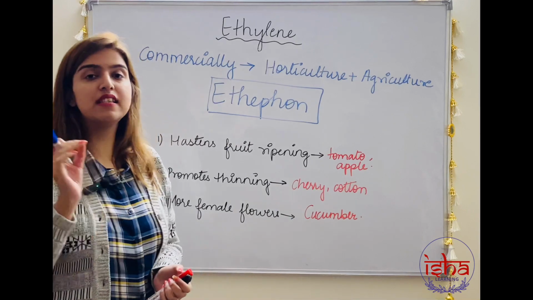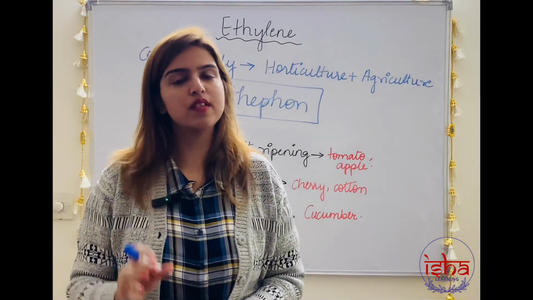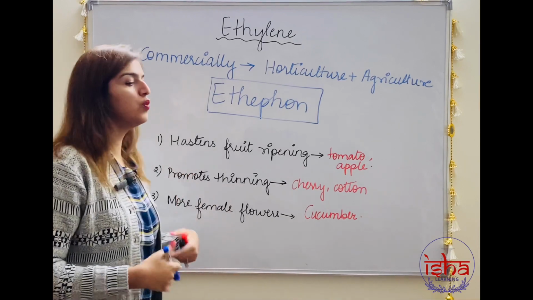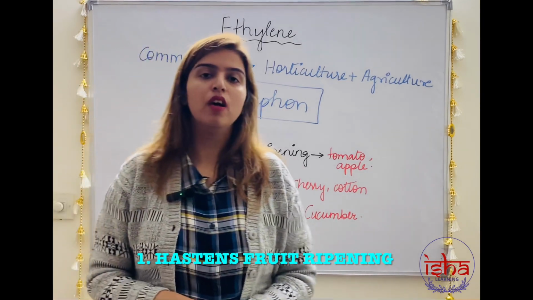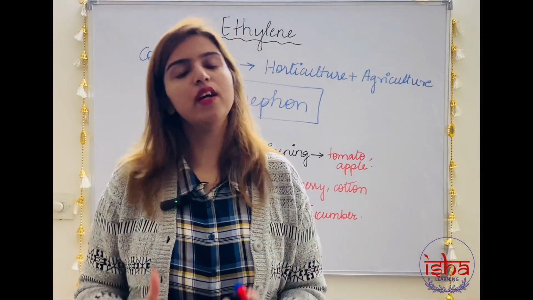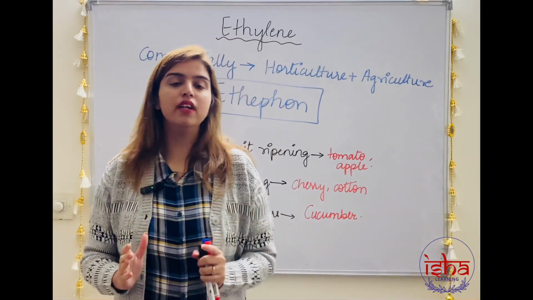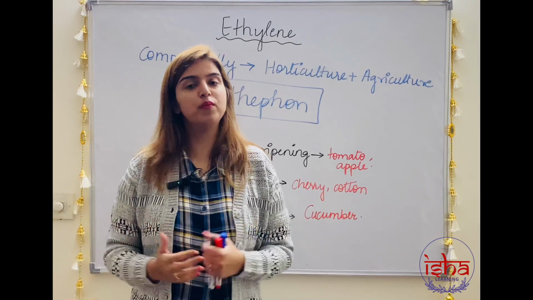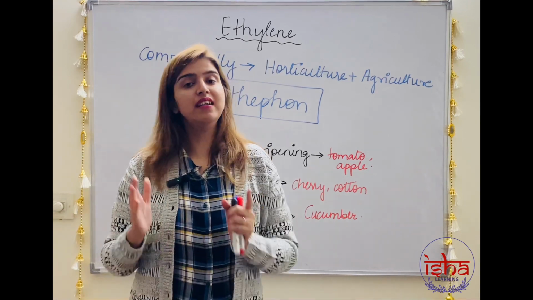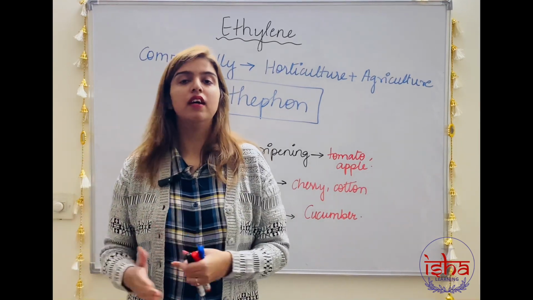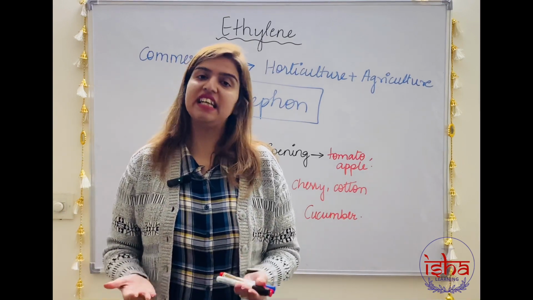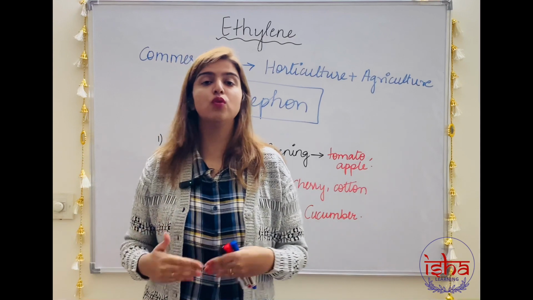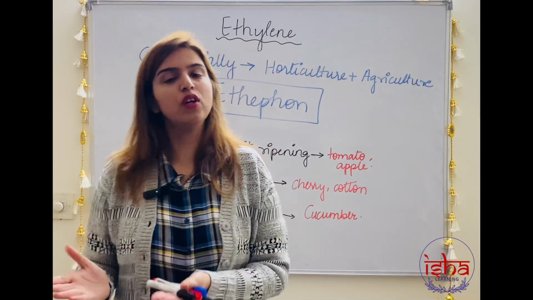So what are the commercial applications? There are three major commercial applications. Number one, it is going to hasten fruit ripening. Why do we need it commercially? Well, see, if there's a farmer and he plucks his fruit in a completely ripe form from the tree only, by the time it reaches the markets, it is already going to get degraded. It is going to get overripe and it will be wasted. It will lead to a lot of post-harvesting losses.